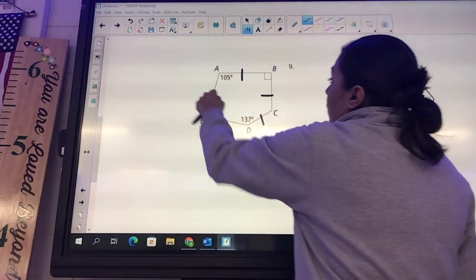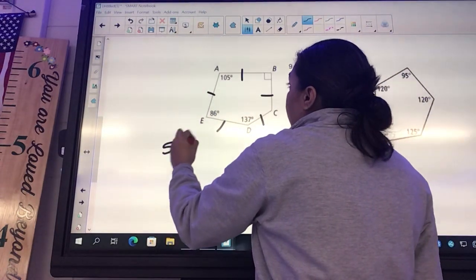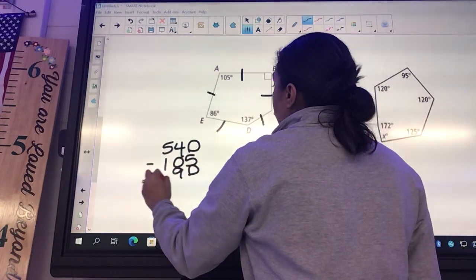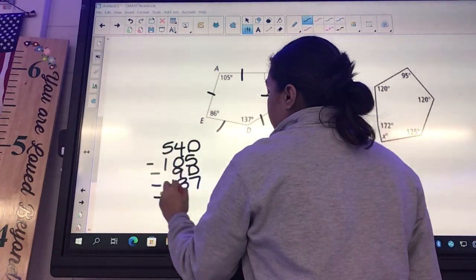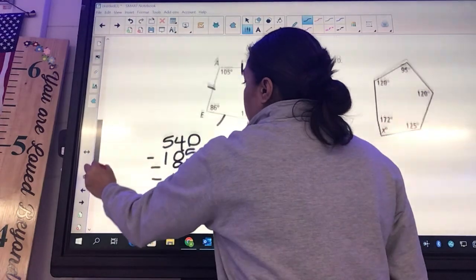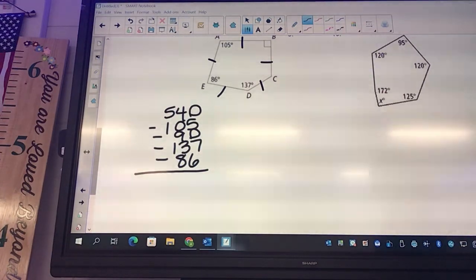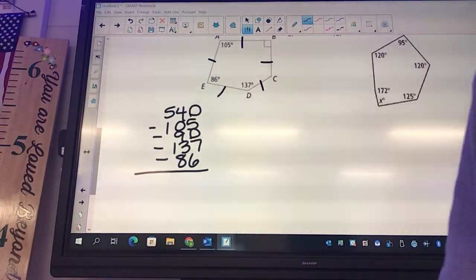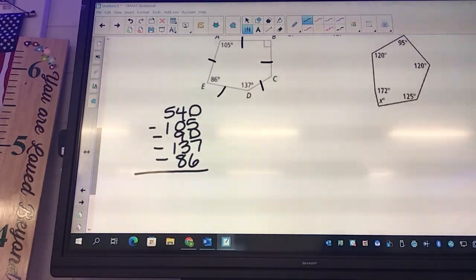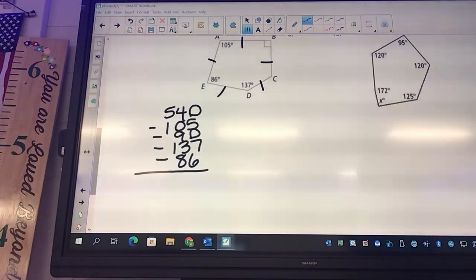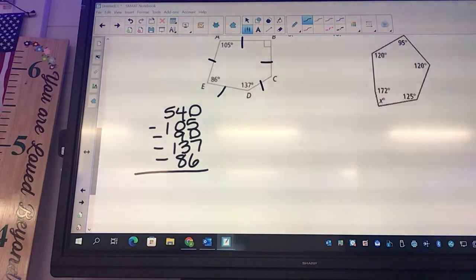1, 2, 3, 4, 5. So we know this is going to be 540 minus 105 minus 90 minus 137 minus 86. What'd you get? Somebody. I don't have a calculator. Anaya, what'd you get? 122 degrees.